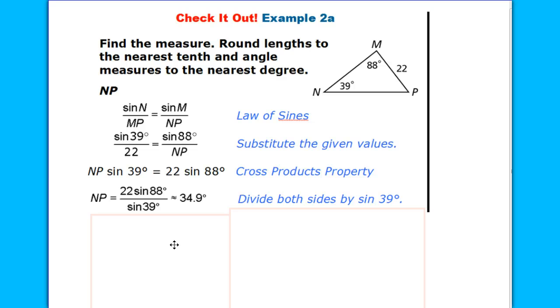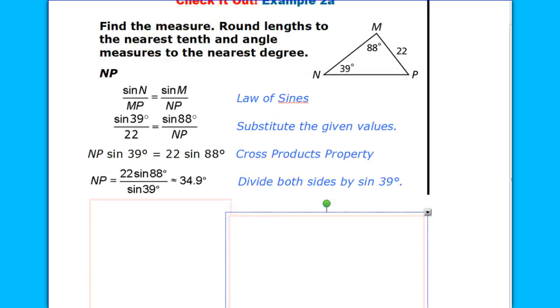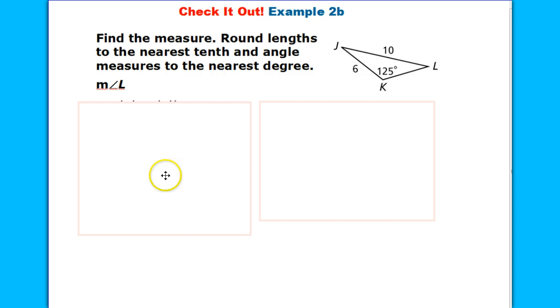And we have NP. This should not say degrees, right? We just found a length, NP, so ignore the degrees. If we're going to round the length to the nearest tenth, it looks like 34.9. And I don't know what the units are. We could just put U for units.